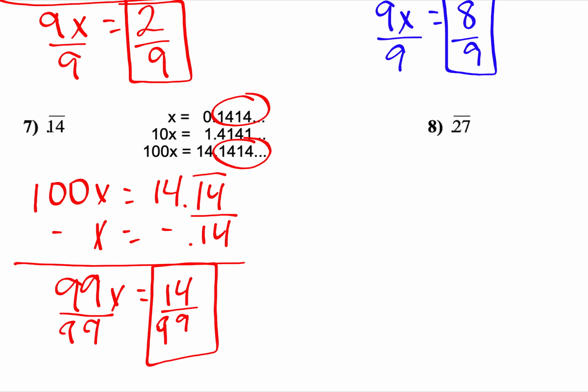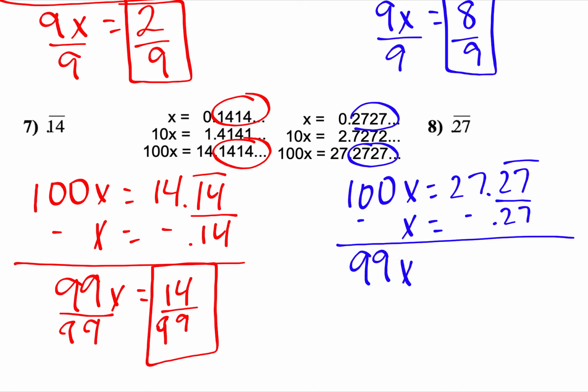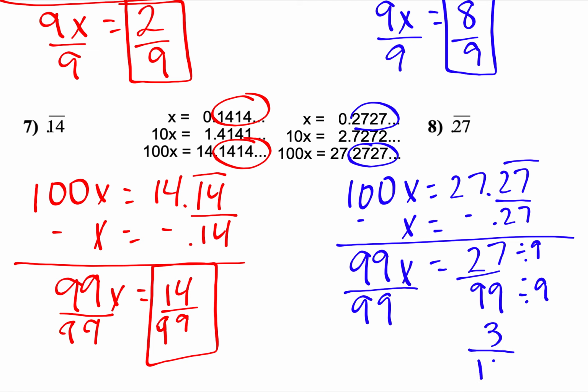Okay, next, 0.27. First, we want to start by looking at the multiples of 10 times x. And it looks like x and 100x will work for us here. So 100x is 27.27 repeating, and x is 0.27 repeating. Let's subtract these. We do get 99x equals 27. We can divide by 99. This time we can reduce, dividing top and bottom by 9, and we get 3/11ths.